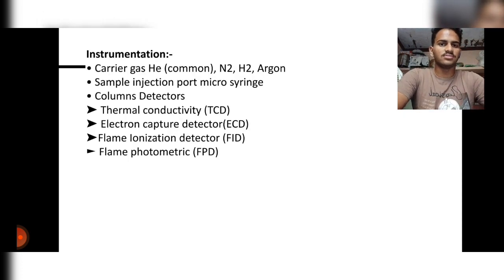Instrumentation of gas chromatography: carrier gas, commonly N2, H2, argon. Sample injection port, micro syringe, columns, detectors. Thermal conductivity detector, in short form TCD. Electron capture detector, short form ECD. Flame ionization detector, FID. Flame photometric detector, FPD.